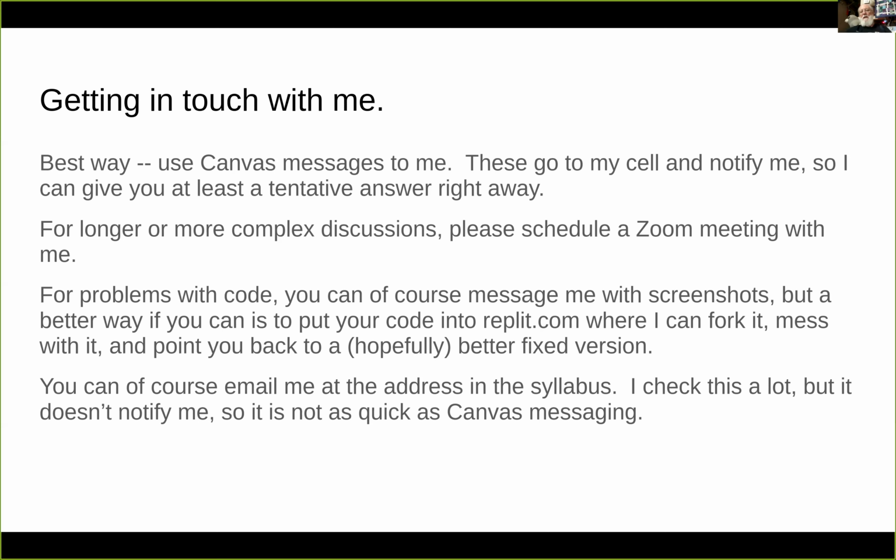You can, of course, email me at the address in the syllabus. I check that a lot, but it doesn't notify me because it would drive me crazy. So I have notifications turned off there. So it's not as quick as Canvas messaging. It's going to be a while probably before I take time to look at my phone and see if I got any messages, as opposed to the Canvas messages where it goes ding, and I'm immediately aware that somebody wants to talk to me about something.